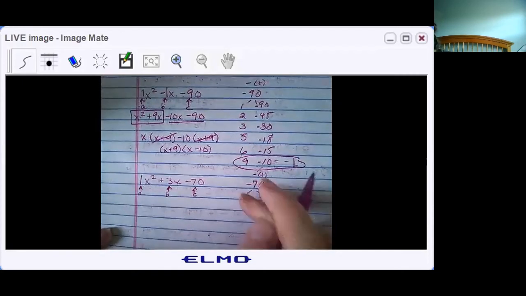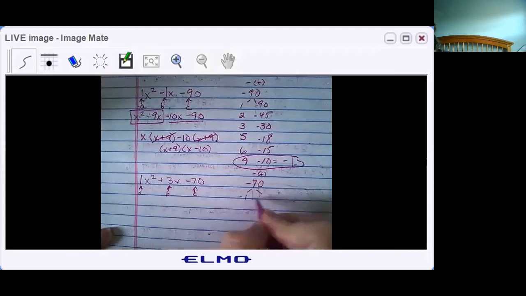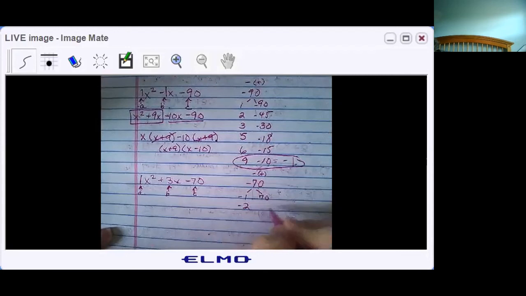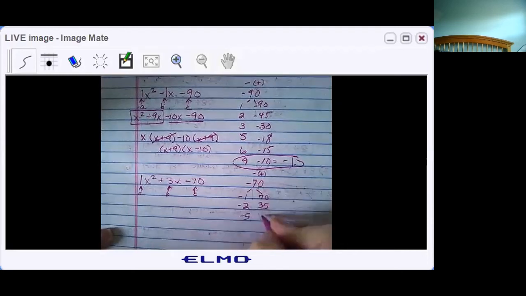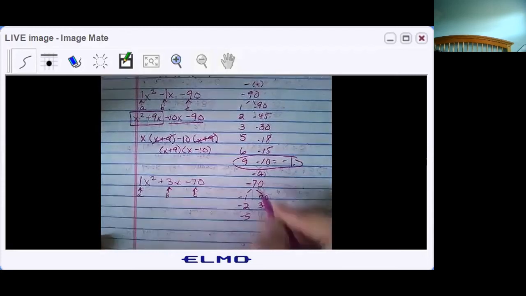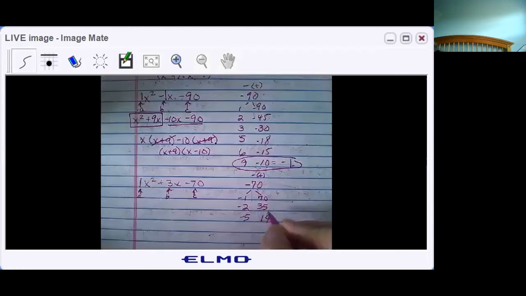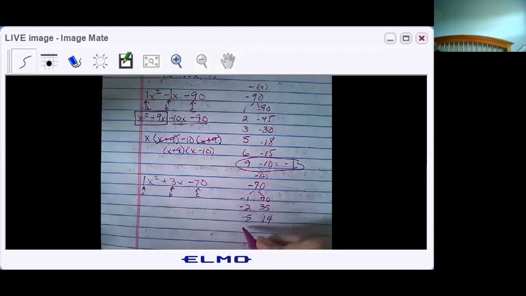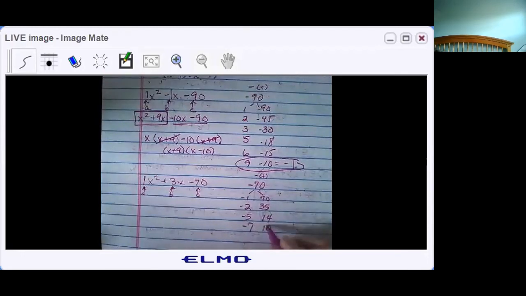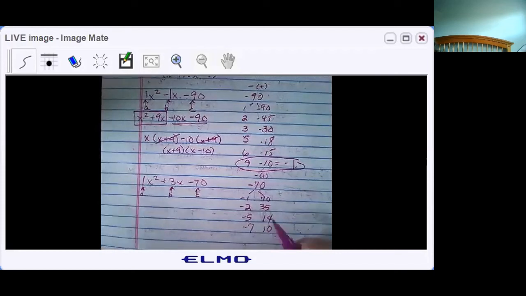Well, negative 70 can be negative 1 times 70, negative 2 times 35. See, will 3 go into it? No, 3 won't. Will 4 go into it? No. 5. Negative 5 times 14. 6, no. 7, negative 7 and 10. Okay, that's as far as I can go.